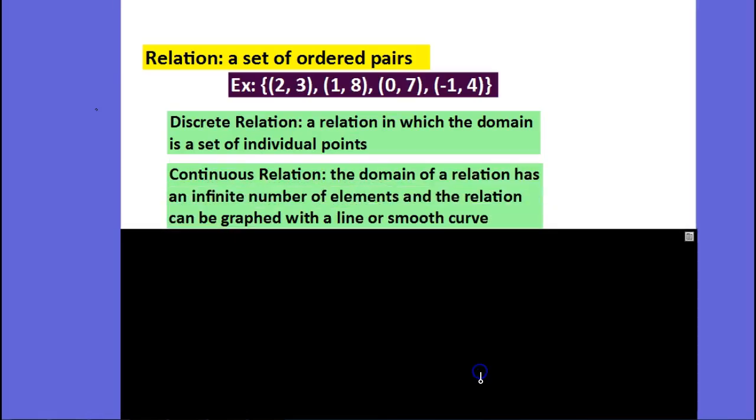A continuous relation is when the domain of a relation has an infinite number of elements and the relation can be graphed with a line or a smooth curve. So a continuous relation is when we graph our points and they appear to connect nicely, turning my points into a function.